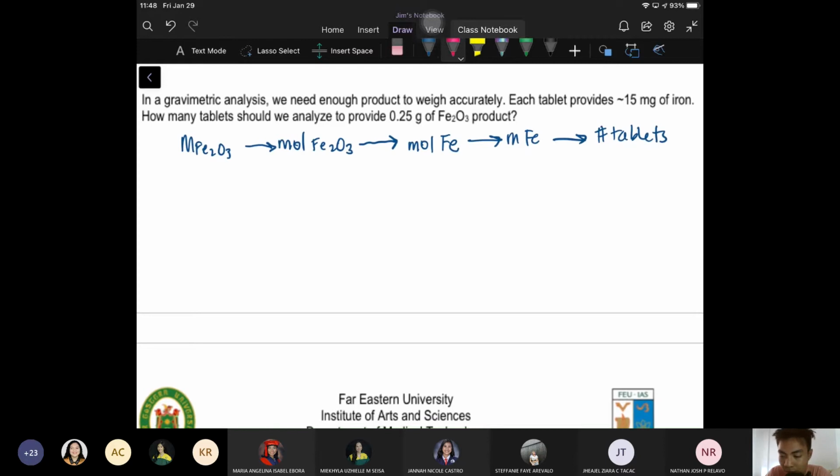So, let's start. Ilang steps? 4. 1, 2, 3, 4. So, we need 4 steps. That means 4 calculations to convert the mass of iron 3 oxide into the number of tablets needed to carry out this experiment. So, let's start. Calculation 1. So, that's mass to mole. Sulat natin. Mole iron 3 oxide is mass divided by the molar mass.